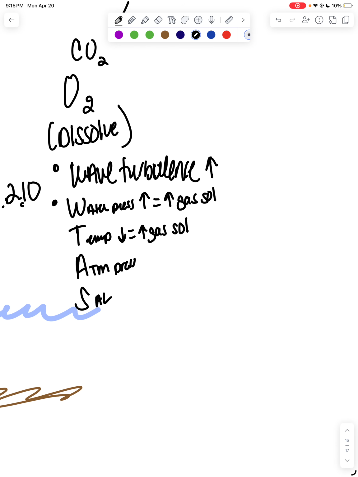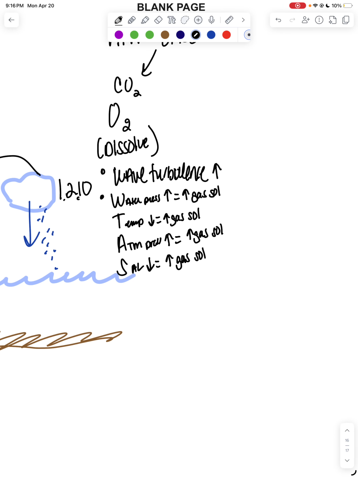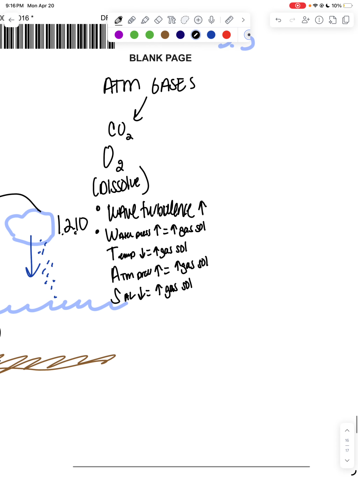Atmospheric pressure: the higher the atmospheric pressure, we're going to have higher gas solubility. And I could have talked about any of these with low gas solubility. It just literally doesn't matter. And then if salinity is low, we're going to have higher gas solubility. In my head, I just say there's more space for gases to be dissolved when there are less dissolved solids in the water.